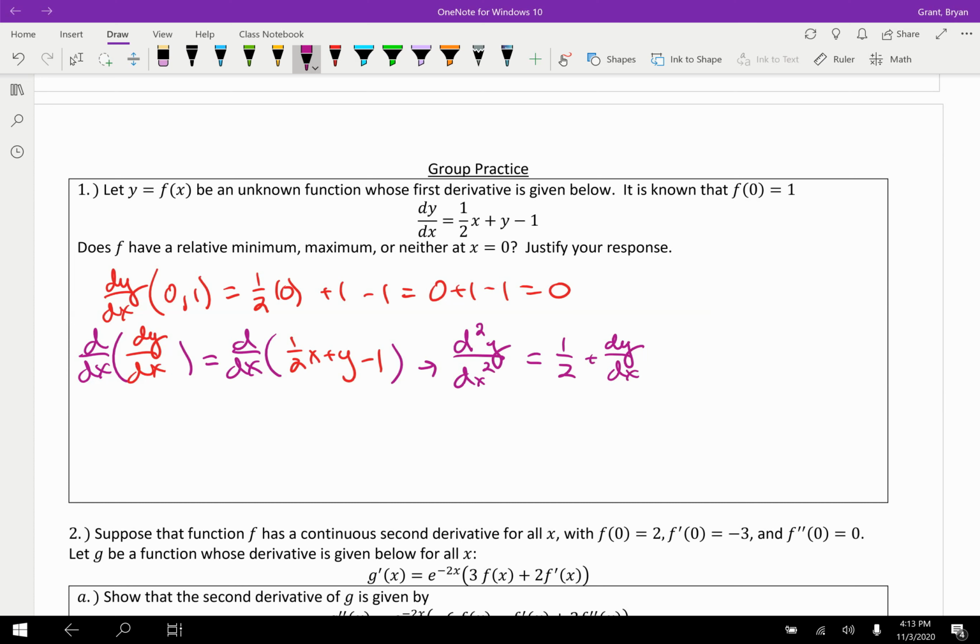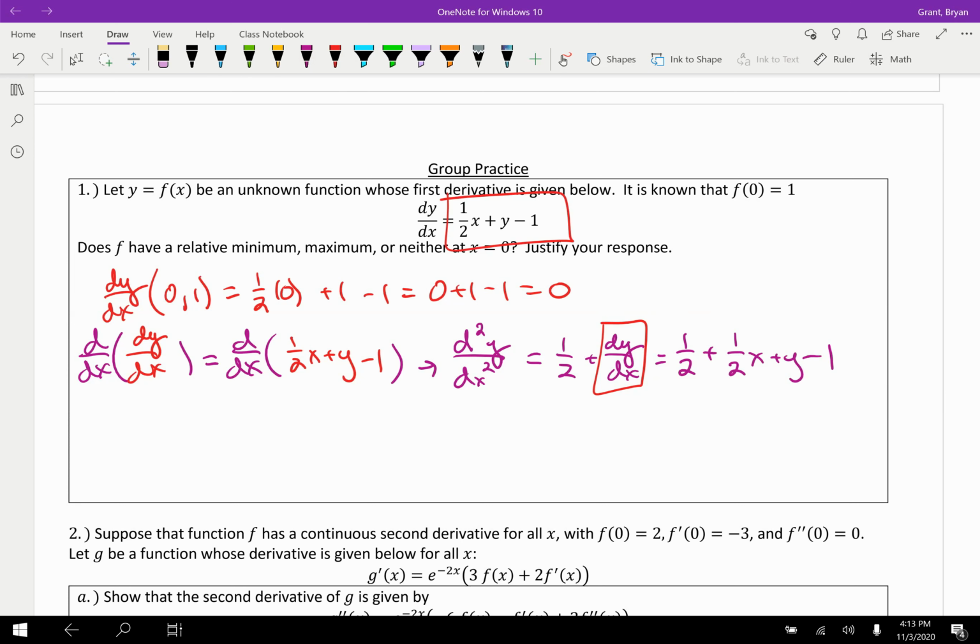Cool. It's honestly a nice idea too to just replace dy/dx. Don't forget that we know dy/dx is equal to 1/2 x plus y minus 1. So I'm just going to replace that for simplicity. So we get 1/2 x plus y minus 1. And that gives us a nice clean second derivative that only is an input of 2 variables instead of having a third variable here too.